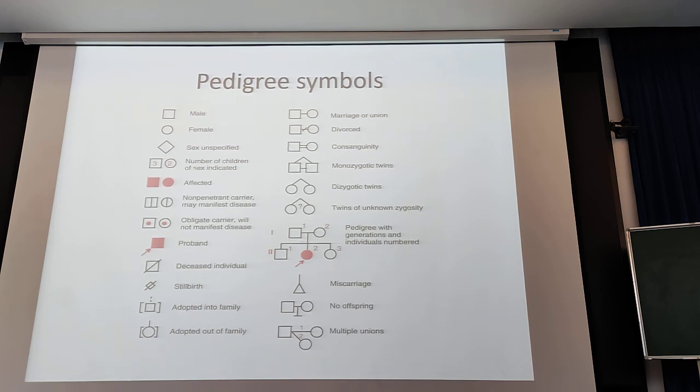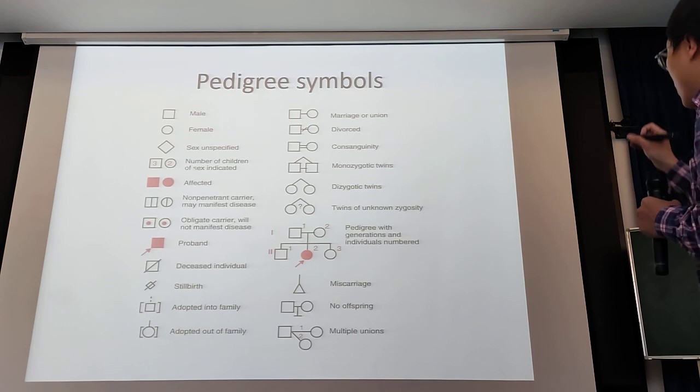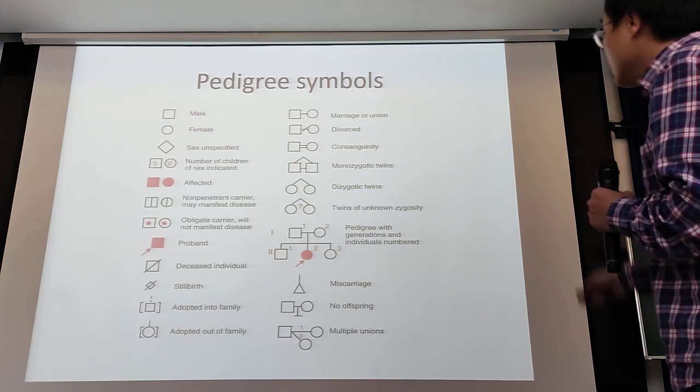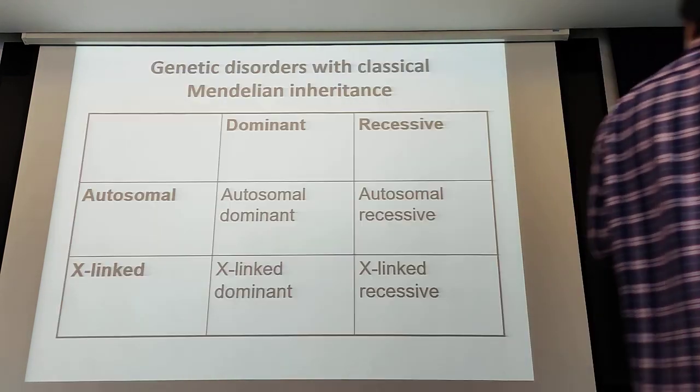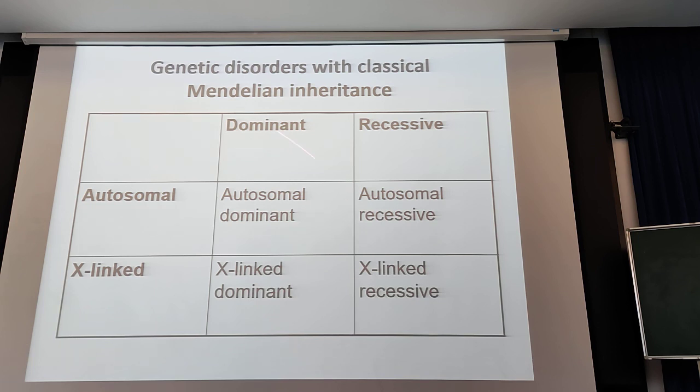So on this part, the human Mendelian mode in disease, I want you to work at home on this topic, okay? So on the pedigree symbols and all the disorders related to autosomal dominant, autosomal recessive, and X-linked dominant and recessive, you can read about it at home.